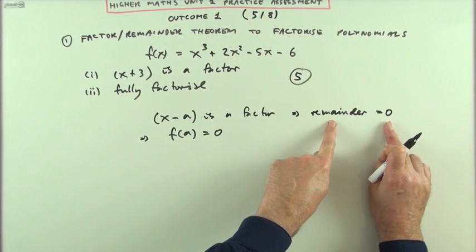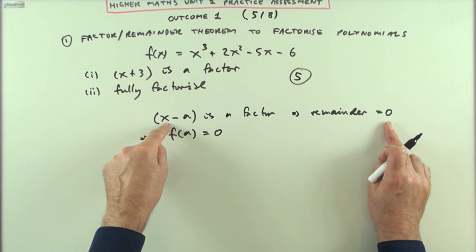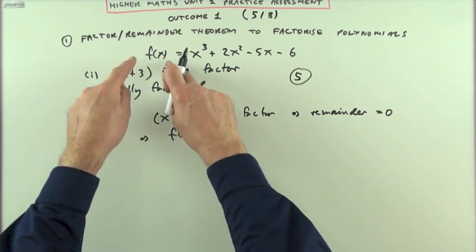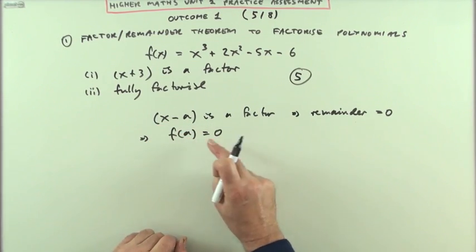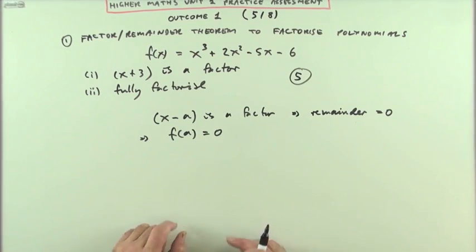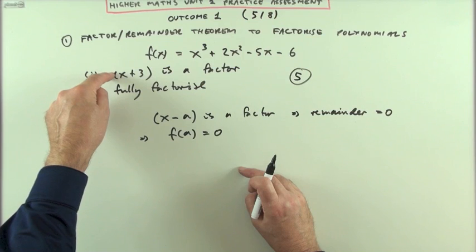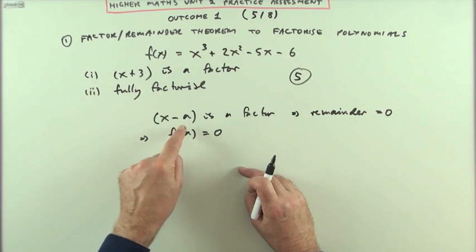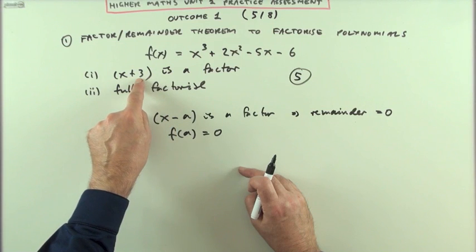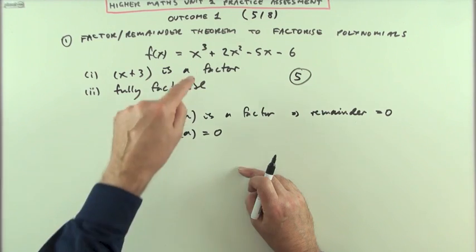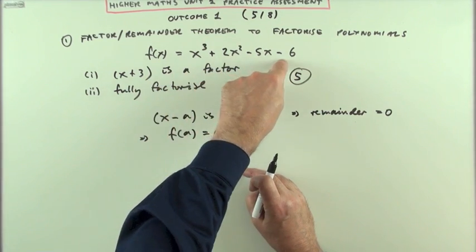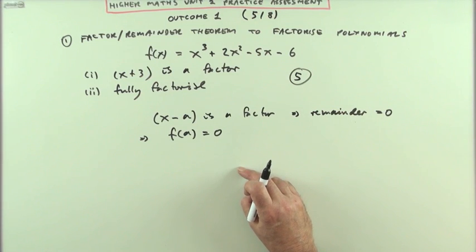If the remainder is 0 on dividing by this linear term, then the value of the function evaluated at the root of that will also be 0. Which means you could show that that's a factor simply by putting whatever the root would be. Notice in this case it would be a negative 3 that would solve that, equal to 0. By putting negative 3 into this expression and showing that the answer is 0.